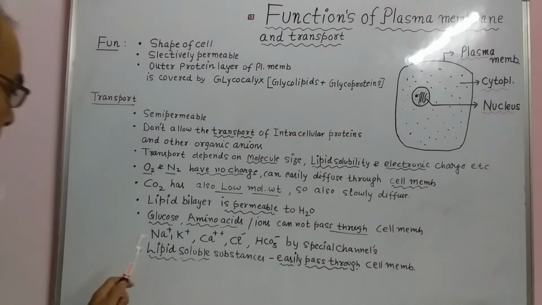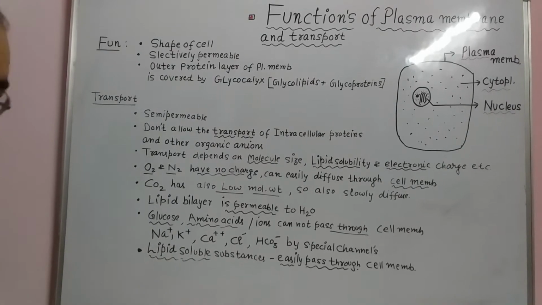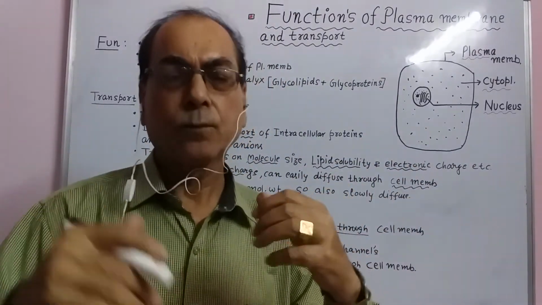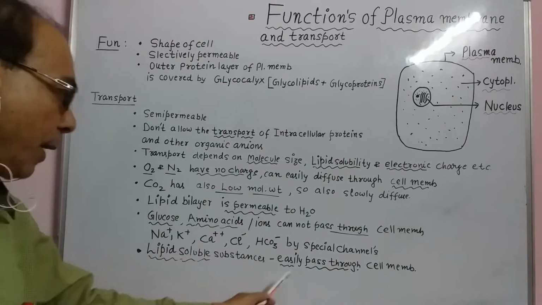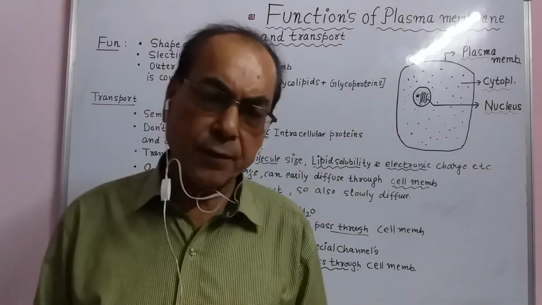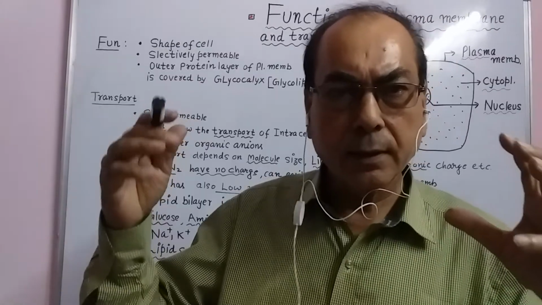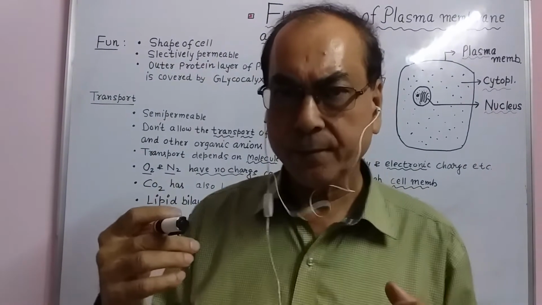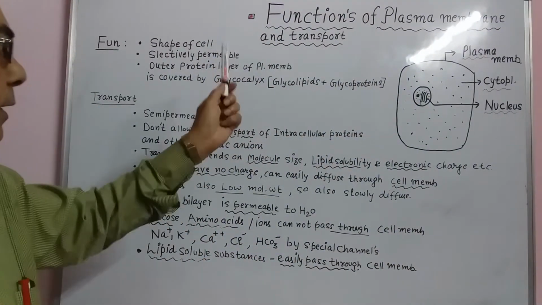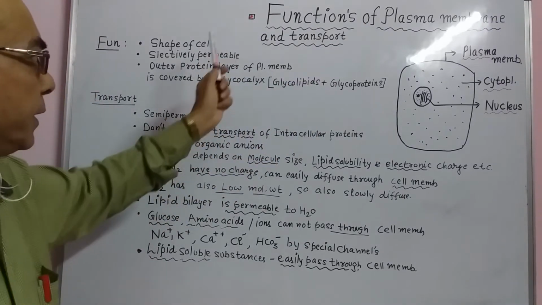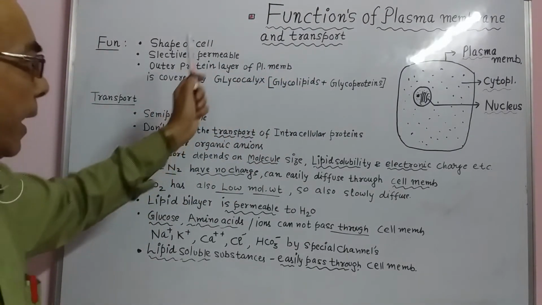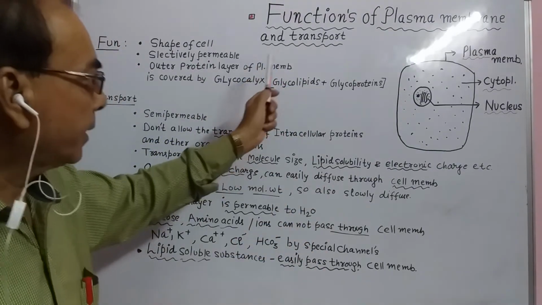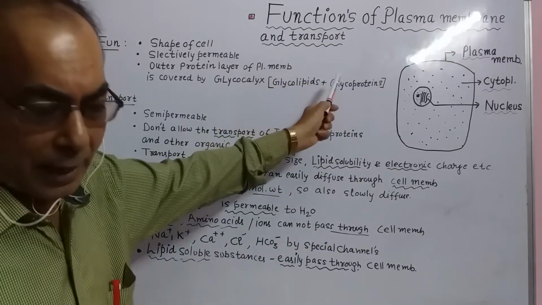And the last point, lipid soluble substances. Whatever the fat soluble substances, they can easily pass through the plasma membrane or cell membrane. So in this way there are different points and different highlighting features across which the entrance and transport of different materials can take place across the plasma membrane.